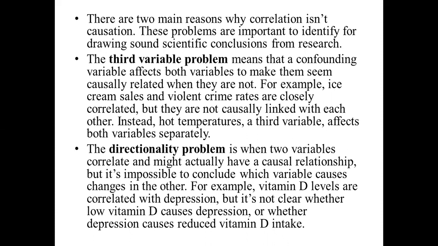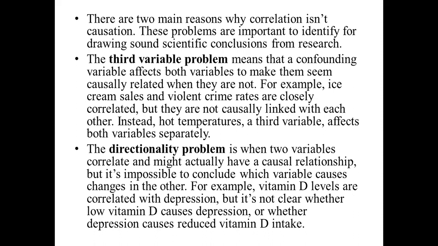So let us see what is meant by the third variable problem. The third variable problem means that a confounding variable affects both variables, making them seem causally related when they are not. Whenever I'm talking about x and y, these will change values together, but based on this I cannot conclude that each one is controlling the other. There is another, third variable which is controlling both of these. So even though x and y are not linked with each other, we can still see a relation between them. For example, the example taken here is ice cream sales and violent crime rates.